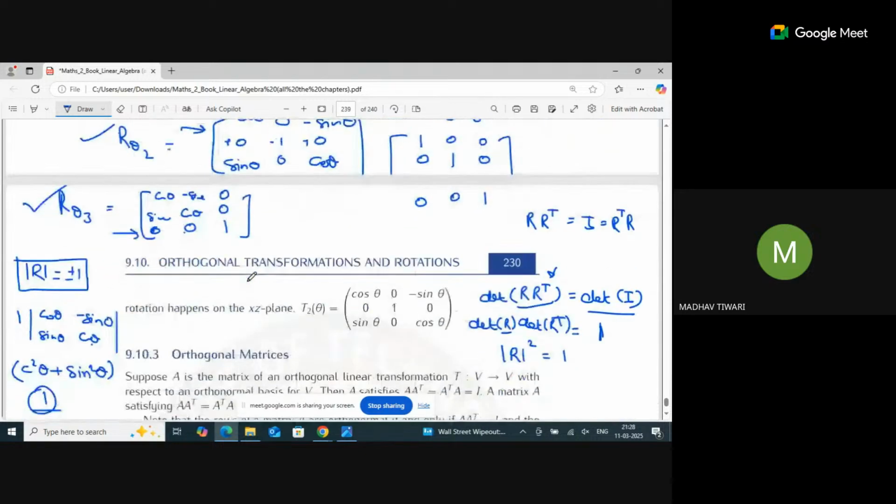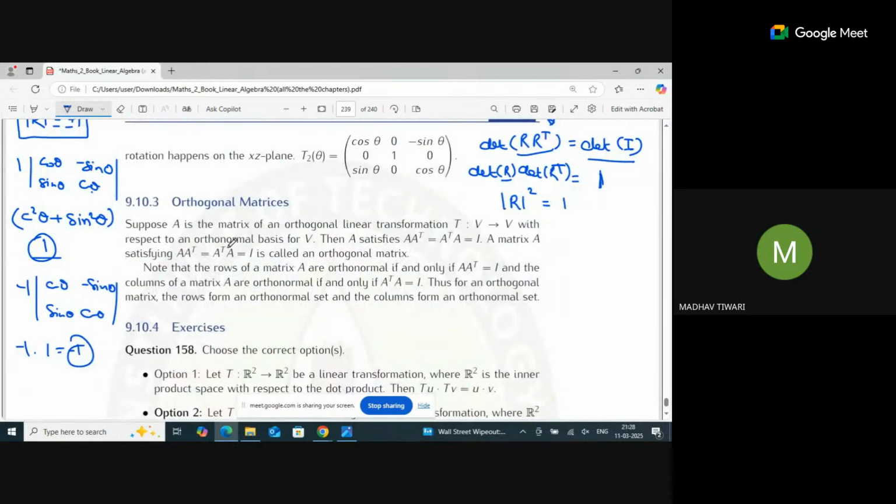Okay, so this is the thing. Now let's see what orthogonal matrices are. Orthogonal transformation you are aware of. Now matrices. So what is an orthogonal matrix? It is nothing but when any matrix satisfies this condition, then you can say that it is an orthogonal matrix. You know that rotation matrices satisfy this, so rotation matrices are orthogonal matrices. That's it. It is up to your week 8.